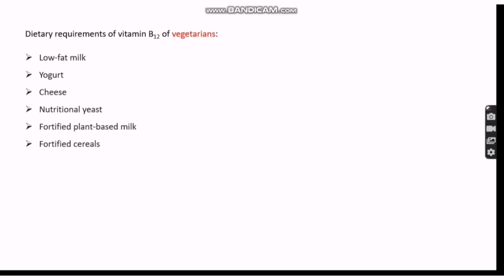So how do vegetarians overcome the deficiency of vitamin B12? The dietary requirement for vitamin B12 of vegetarians is that they consume low-fat milk and yogurt. As I told you, vegetarians only avoid meat, so they can eat all other food except meat. So they can consume cheese, nutritional yeast, and fortified plant-based milk, to which vitamin B12 has been added. The famous one is soy milk, and the fortified cereals.